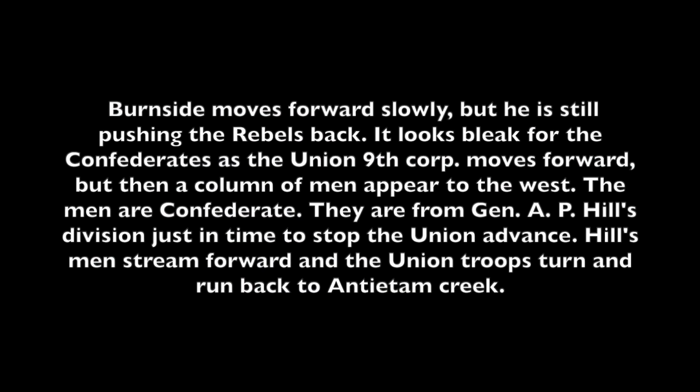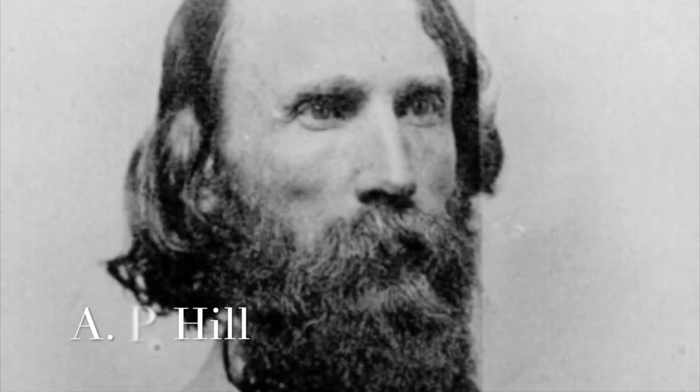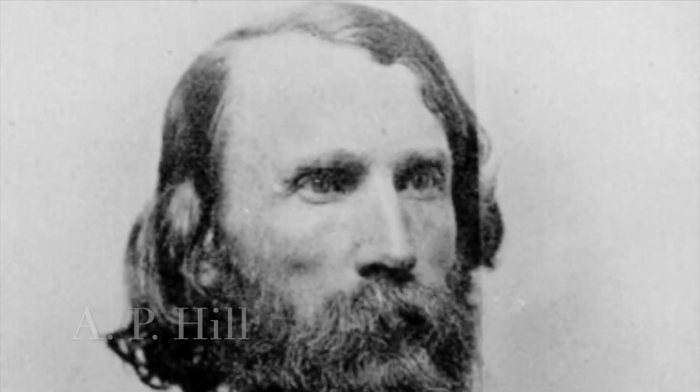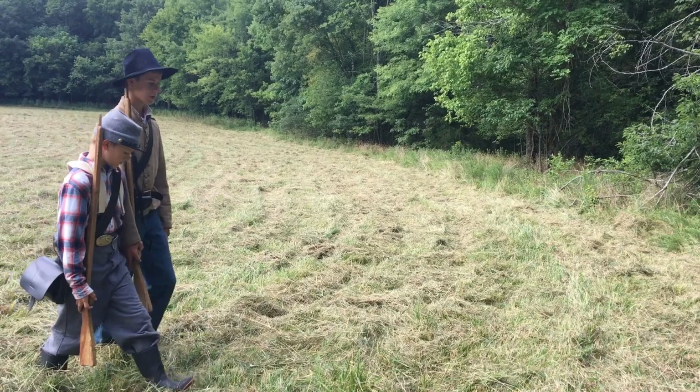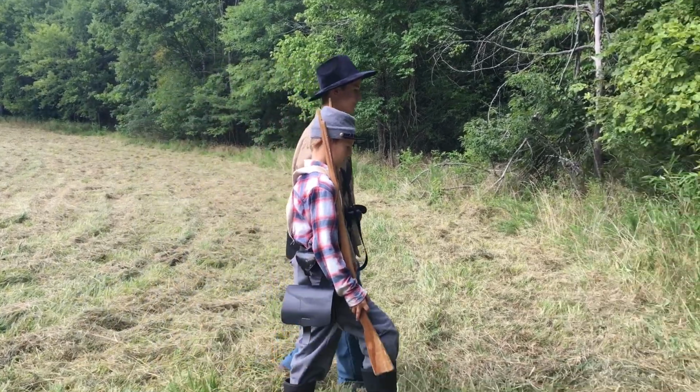Burnside moves forward slowly, but he is still pushing the rebels back. It looks bleak for the Confederates as the Union Ninth Corps moves forward. But then a column of men appear to the west. The men are Confederate. They are from General A.P. Hill's division, just in time to stop the Union advance. Hill's men stream forward, and the Union troops turn and run back to Antietam Creek.